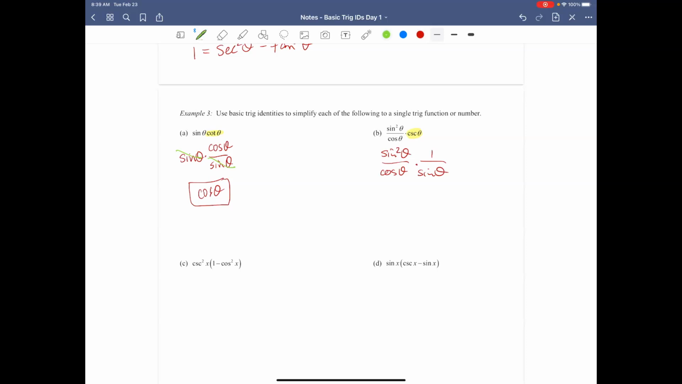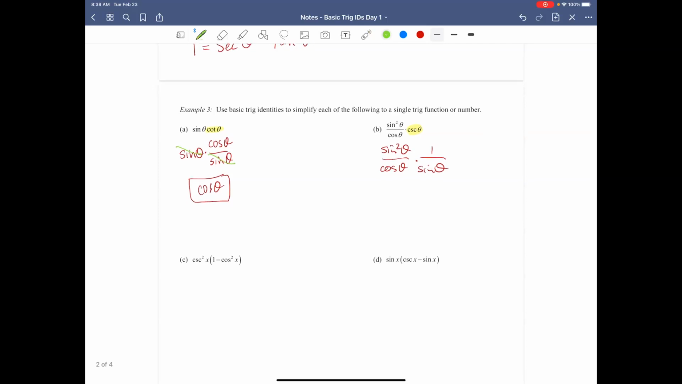What we recognize then is that we have a sine squared of theta in the numerator and a sine of theta in the denominator. You can really think of this in different terms as like x squared over y times 1 over x. In that case, you would see, okay, I can reduce the x here with one of the x's here. We're going to do the exact same process right here. The sine theta here will reduce with one of the sine thetas up here. What that gives us then in the numerator is sine of theta times 1, which is just sine of theta, divided by cosine of theta times 1, which is just cosine of theta.